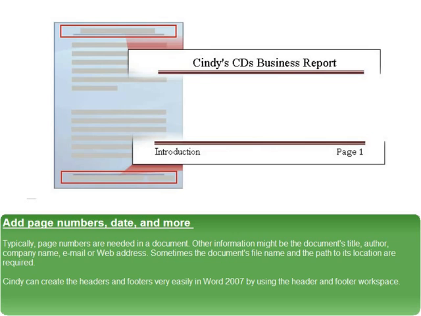Adding page numbers, dates, and more. Typically, page numbers are needed in a document. Other information might be the document's title, author, company name, email or web address. Sometimes the document's file name and the path to its location are required. Cindy can create the headers and footers very easily in Word 2007 by using the Header and Footer Workspace.